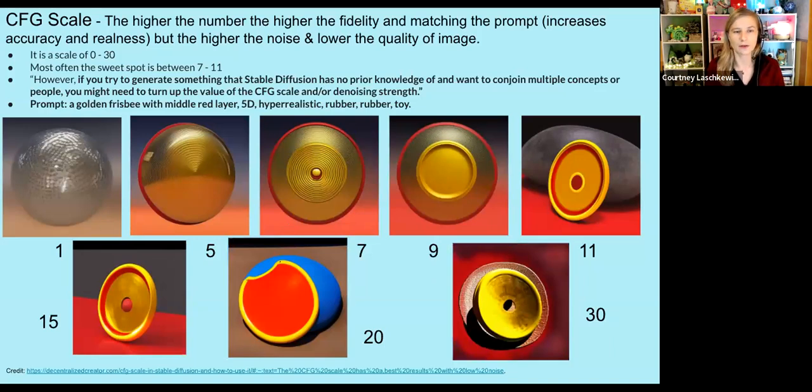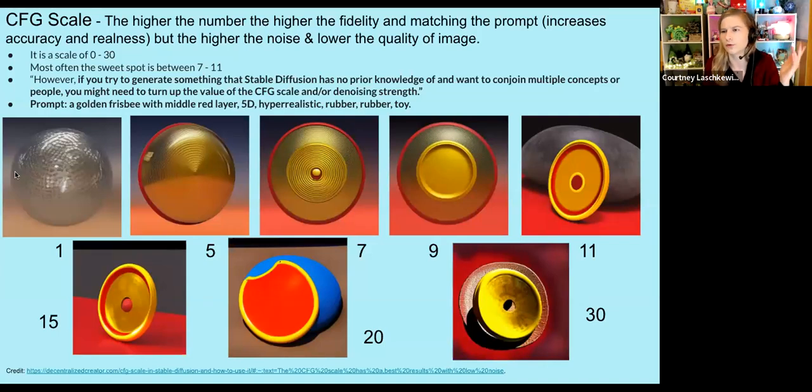So it is a scale of 0 to 30. The higher the number, the higher the fidelity in matching the prompt. So it increases accuracy and realness the higher the number, but also the higher the noise and lower the quality of image. So you can see 30, like, what even is that? This is supposed to be a frisbee. It looks like a shell at this point, like a beach shell. And that is 30 on the CFG scale, which is just a slider.